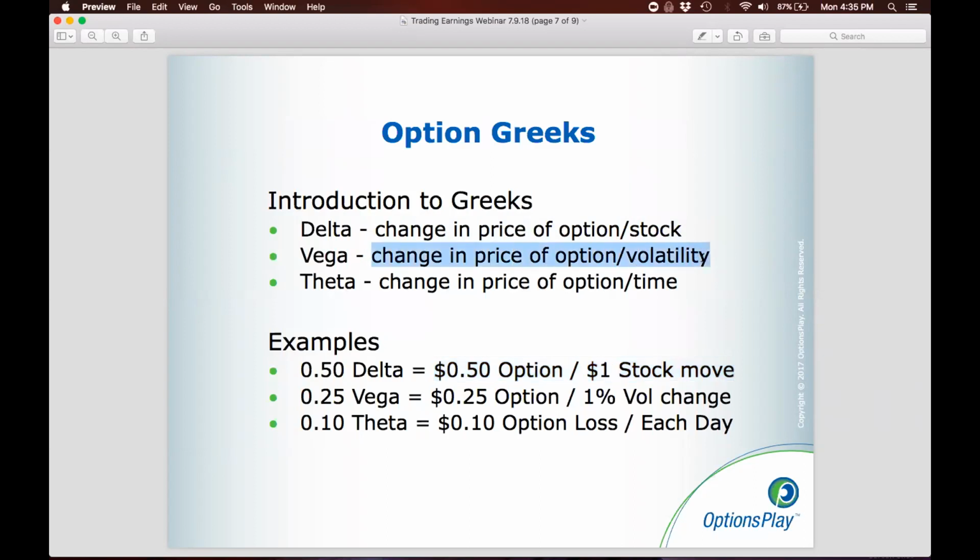Vega tells you the change in the price of the option with respect to the change in volatility. So if you see an option with a vega of 0.25, that's telling you the option will either gain or lose 25 cents for every 1% change in implied volatility. So if you expect implied volatility to go from 20% down to 15%, that's a 5% loss in volatility. And in this particular case, that means you would lose $1.25 to this volatility crush.